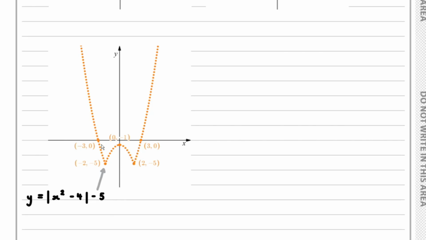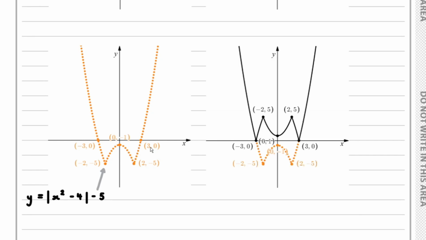And now anything underneath the x-axis we will reflect in the x-axis, and so you can see here we've got the graph of y equals the mod of x squared subtract 4 subtract 5. We've got the vertices shown here, negative 2, 5, 2, 5, and we've got another vertex here, negative 3, 0 and 3, 0, and we've got this point here, 0, 1.